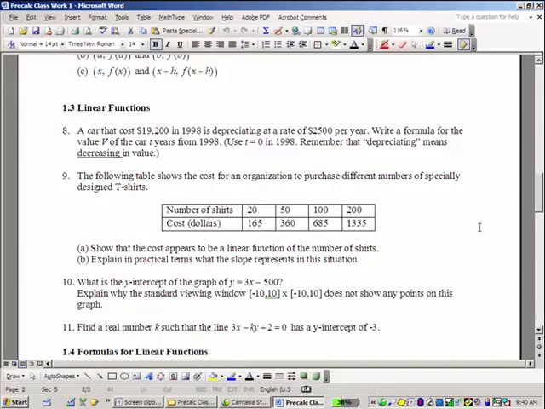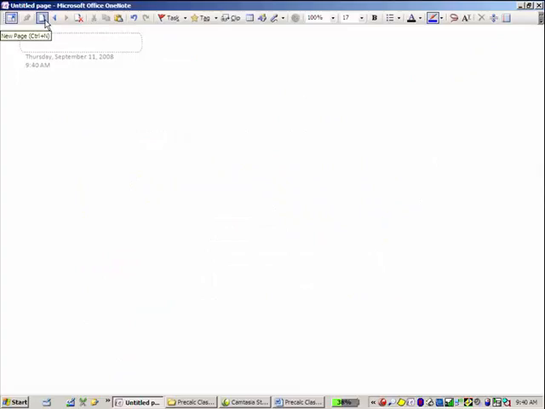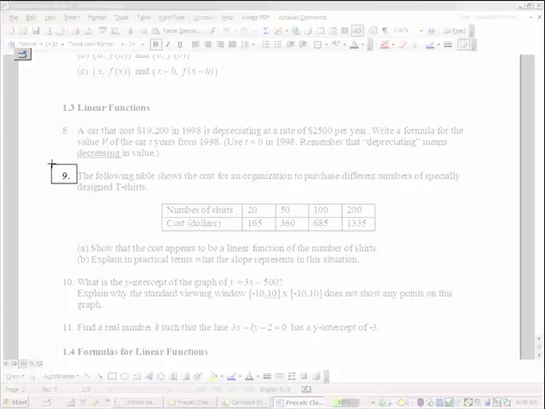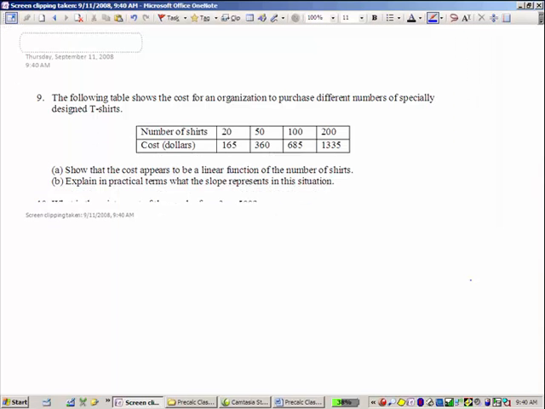Let's take a look at D. All right, another kind of word problem. This time it's given to us in a table, and I think we give you fewer problems than we should in tables. All right. Andrea, read for us, please. The following table shows the cost for organizations for different numbers of special design features.